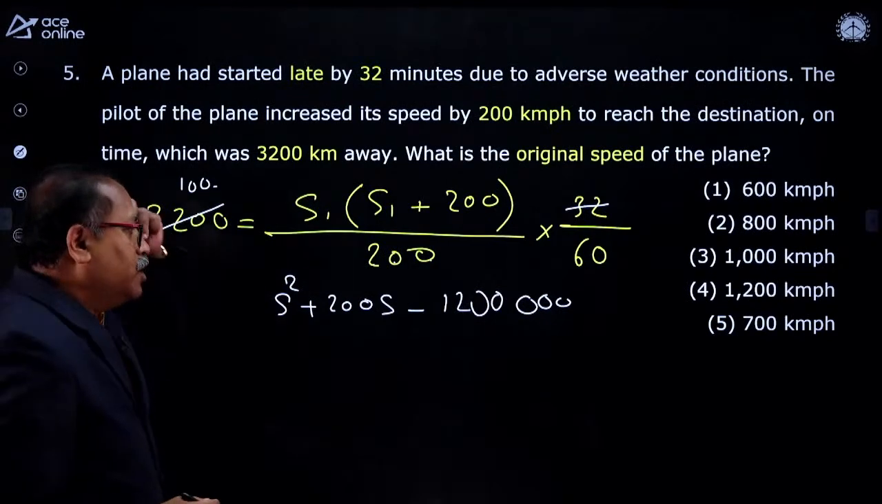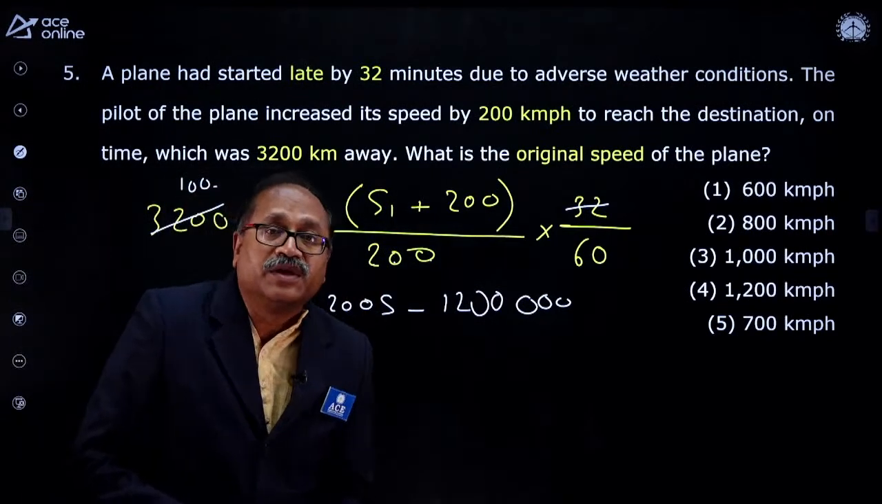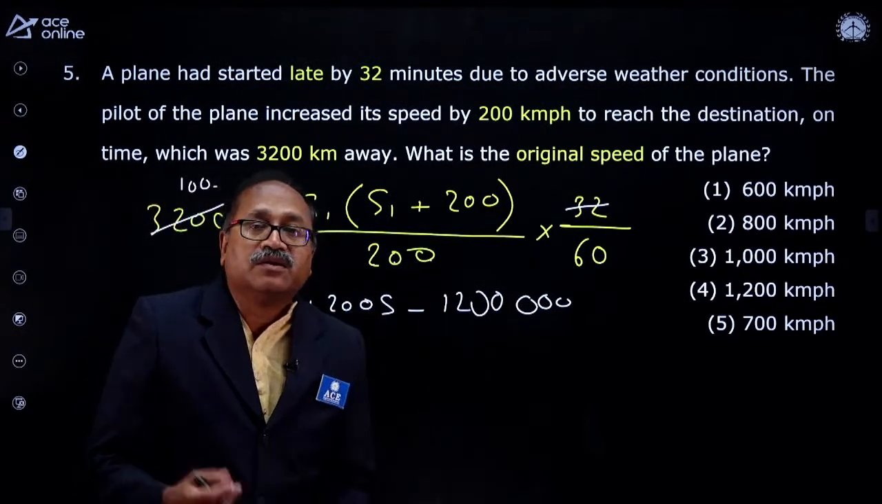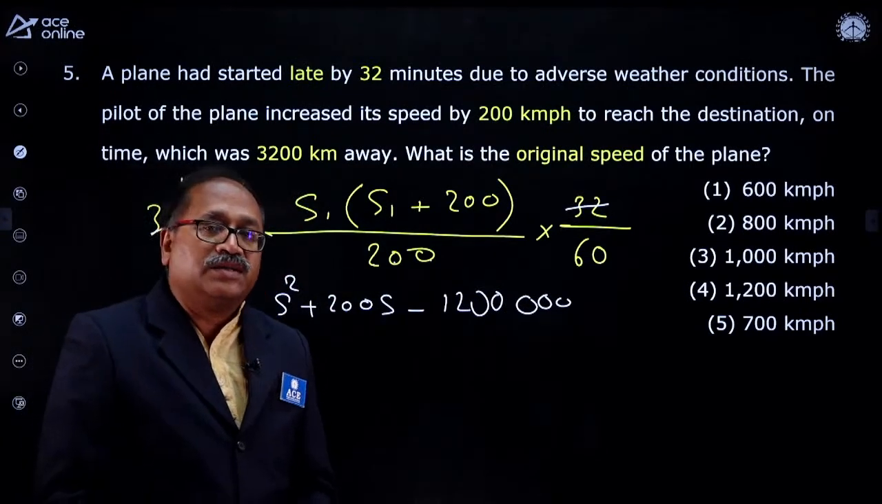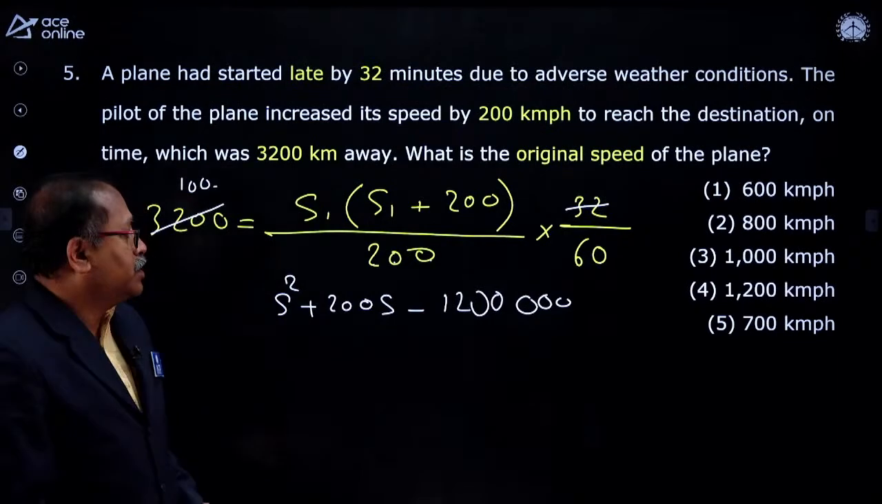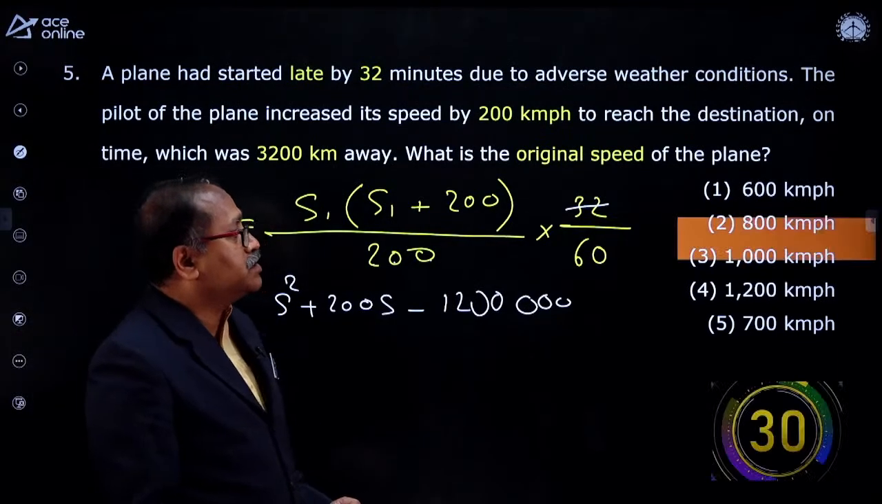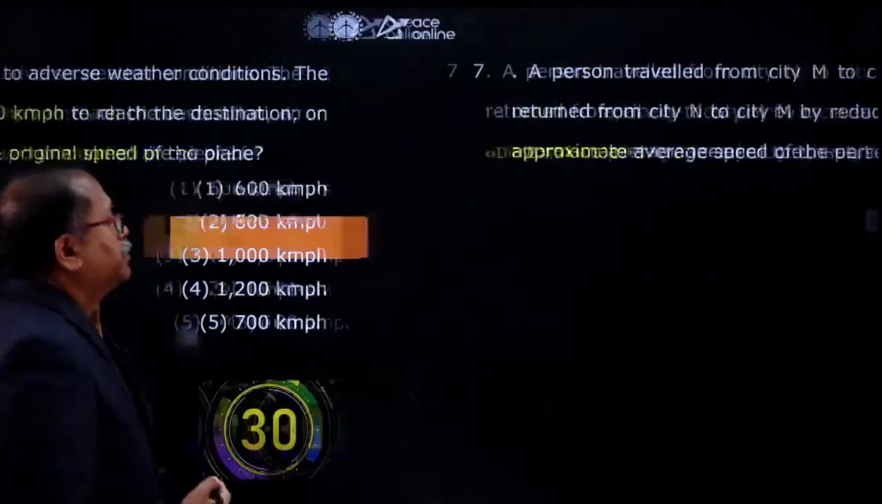Now, when it comes in this way, it's better to go with the option verification. Or if you can break this quadratic equation, you can break this part also. In either way, you get the answer. Right, my friends? So I leave the question over here, as 600 is already the answer, rightly said. I move on to the next question here.